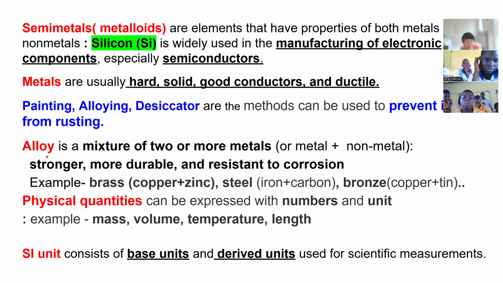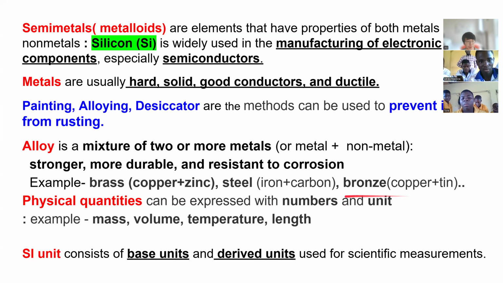An alloy is a mixture of two or more metals. You mix a metal and another metal, or a metal and a non-metal, to make a certain metal stronger, more durable, and more resistant to corrosion. Examples are brass, which is a combination of copper and zinc. We also have steel, which is iron plus carbon, and bronze, which is copper and tin.